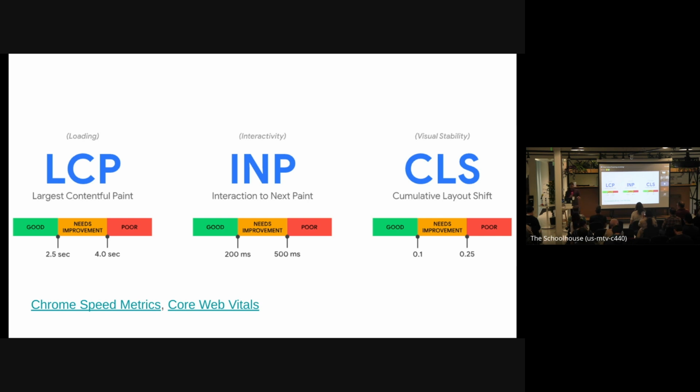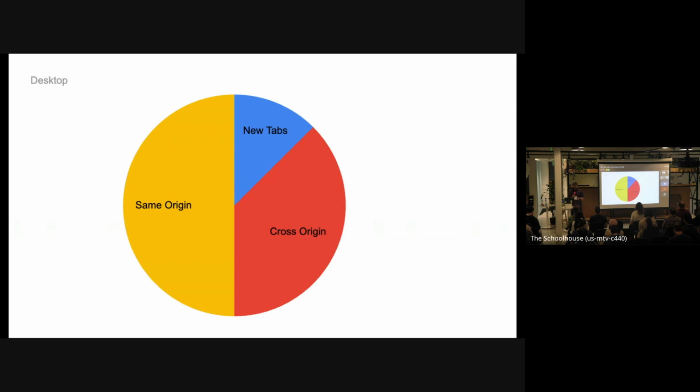So how do users navigate the web? Well, on desktop, about 1/8 of navigations are for new tabs. And this often includes browser session restore, and these tend to be the slowest to load. About 3/8 of navs are cross-origin, maybe from search results, and they tend to be a little less slow. And about half of navs are same origin, and so these tend to be faster. On Android, the distribution is similar, though there's a larger share of new tabs.